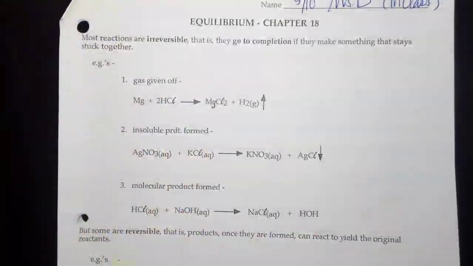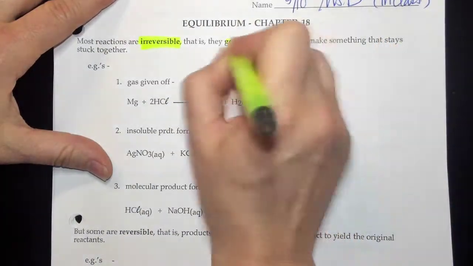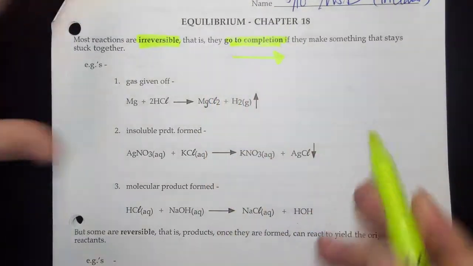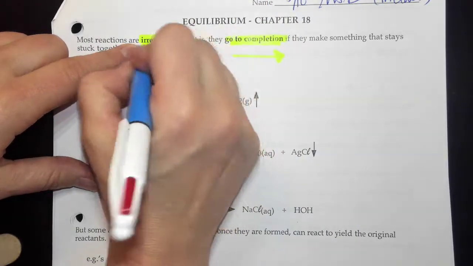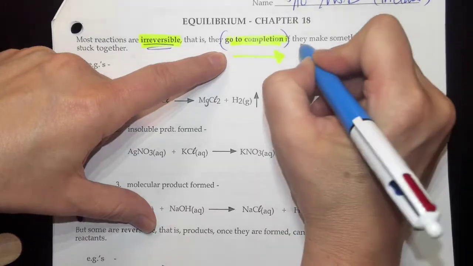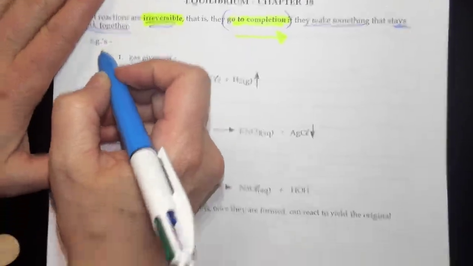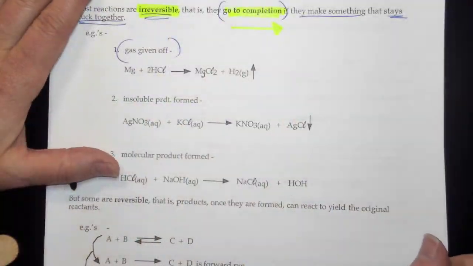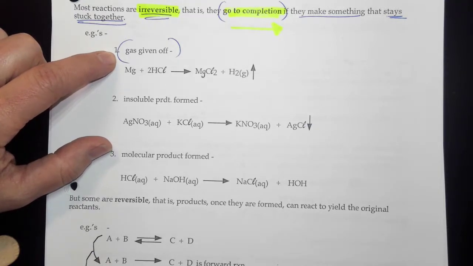And the truth is that most reactions are irreversible. That is, they go to completion in one direction, and that is true if what they make sticks together. Okay? So most reactions are irreversible, or they go to completion, if they make something that stays stuck together. For example, if I create a gas, the gas has left the system. It cannot reform with something in the system because it's gone. So if I make a gas, it's not reversible.